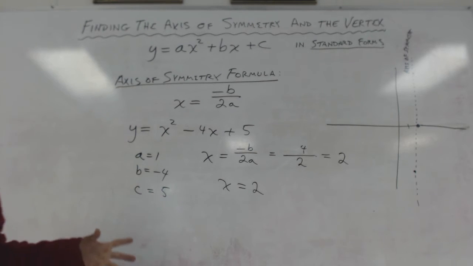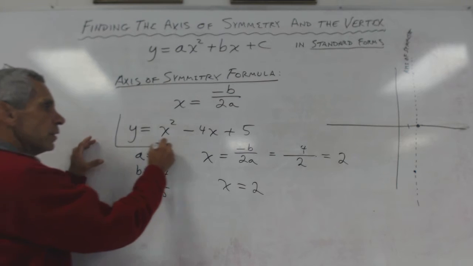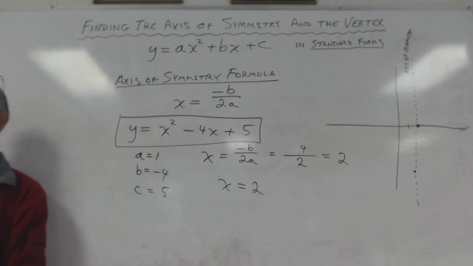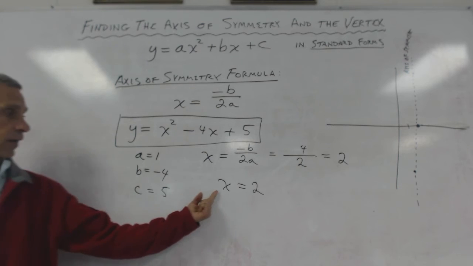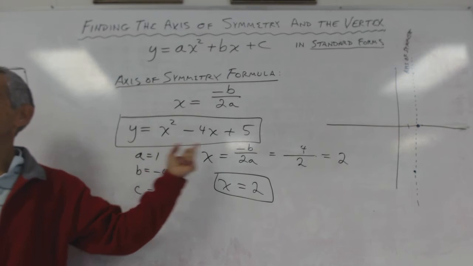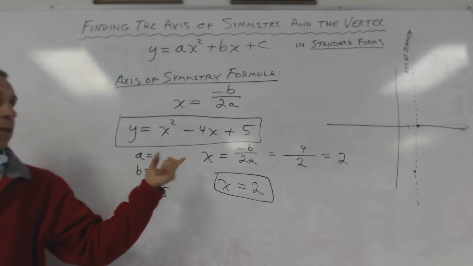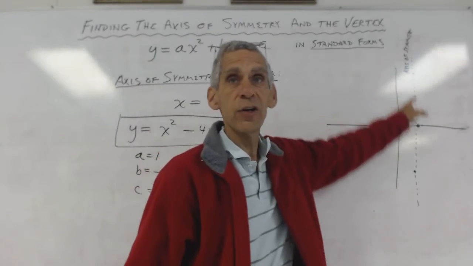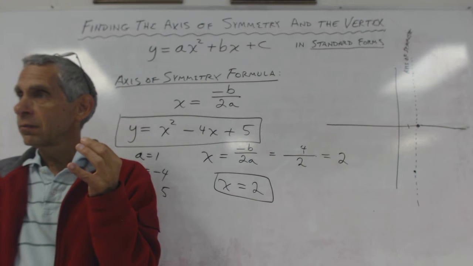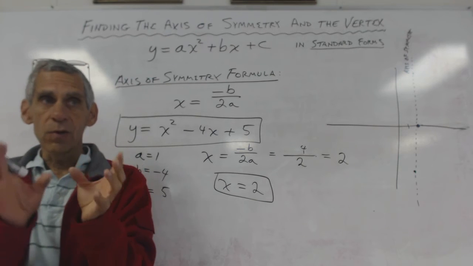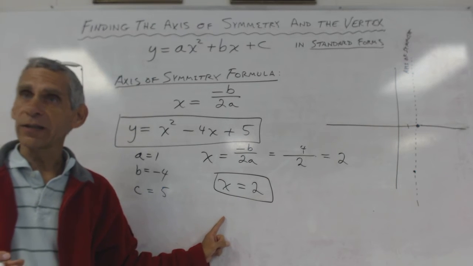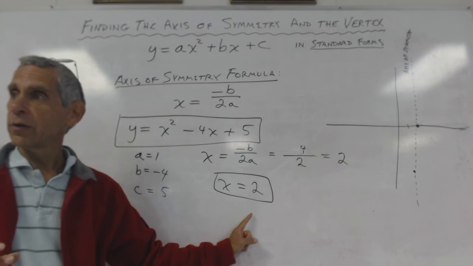So here's my equation. What have I solved for? I have solved for x. Look at this. X equals 2. How many variables are in here? 2. There's a y and an x. And to find a vertex, don't I need an x comma y? Are you with me? I already know my x. I know my vertex is over 2. But I don't know what my y is.